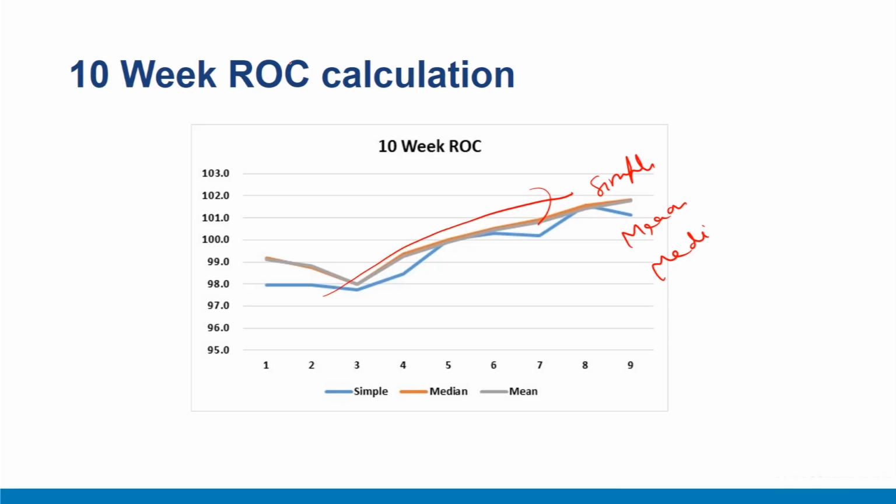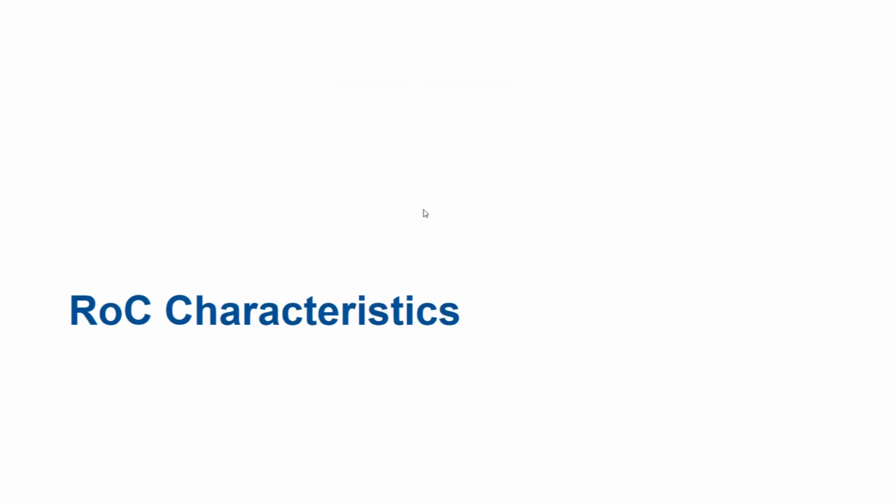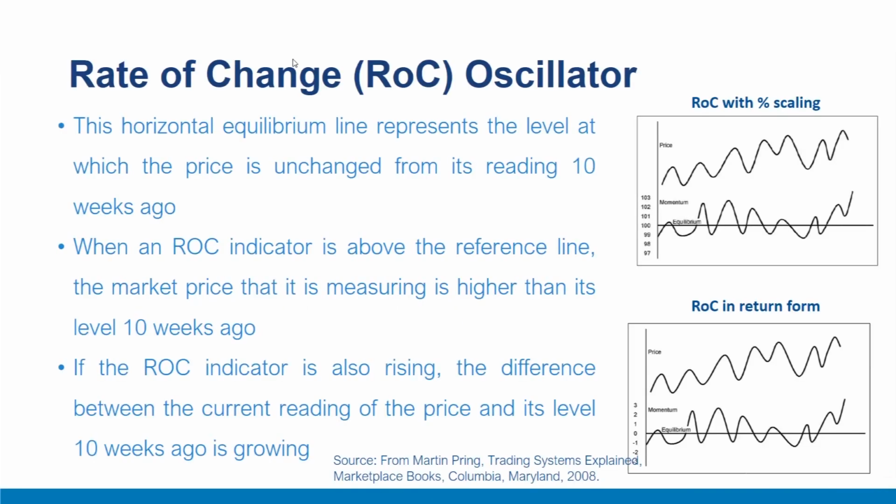To summarize, in this video we discussed how to compute ROC, which is an important momentum oscillator. Now we'll recap some of the important ROC characteristics. Please note, this horizontal line represents the level at which the price was 10 weeks ago. If the ROC is at this horizontal line, that means the price is unchanged from its reading 10 weeks ago, if this is constructed for 10 weeks. If the ROC indicator is above this reference line, then the price that it is measuring is higher than its level 10 weeks ago.